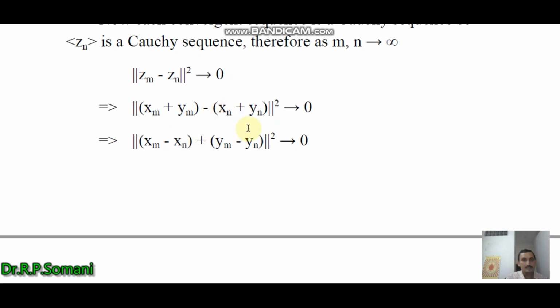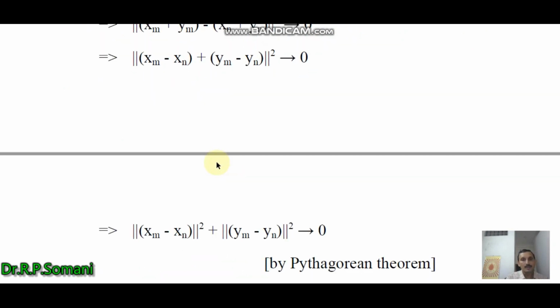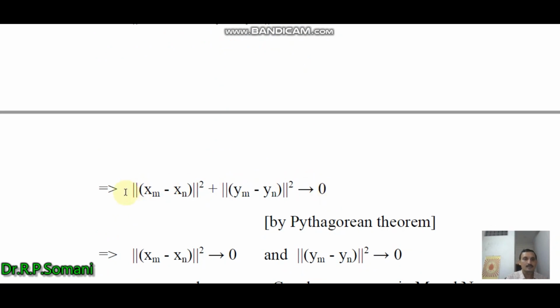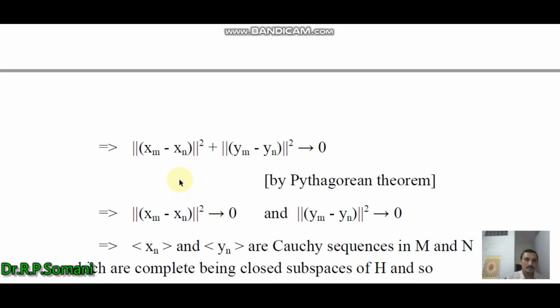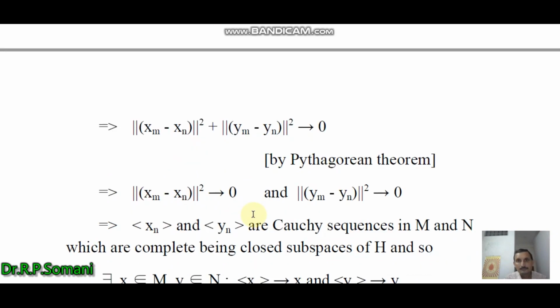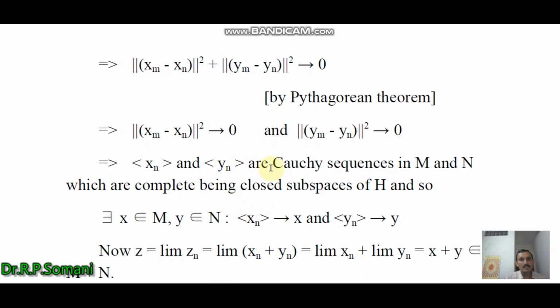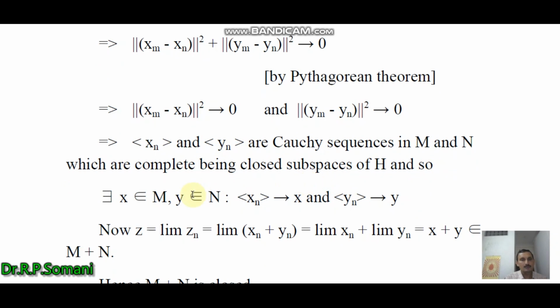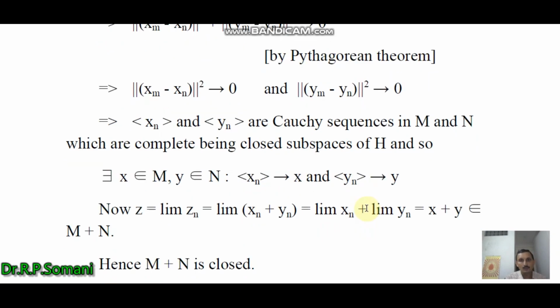Then we rearrange these terms, and using the Pythagorean theorem we obtain that norm of Xm minus Xn square plus norm of Ym minus Yn square tends to 0. So these separately tend to 0. Hence Xn and Yn are Cauchy sequences in M and N respectively, which are complete, being closed subspaces of H. And so there exist X belonging to M and Y belonging to N such that the sequence Xn tends to X and the sequence Yn tends to Y.